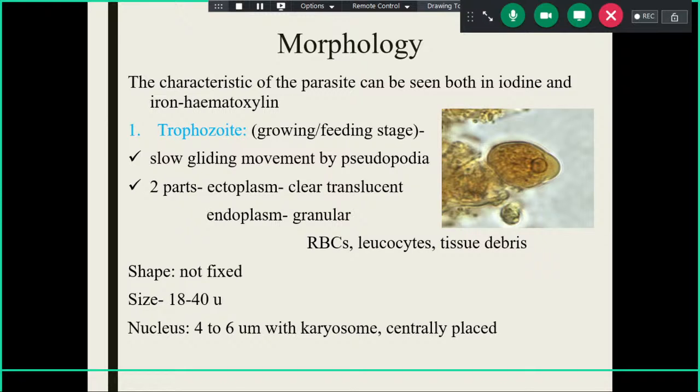Okay, the trophozoite is called the growing or feeding stage. This trophozoite shows slow gliding movement by pseudopodia. It has 2 parts, which are ectoplasm and endoplasm. Ectoplasm is the outer part, the clear translucent part, and the endoplasm is the granular part which has RBC, leukocytes, tissue debris. Okay, shape not fixed, size approximately 80 to 40 micron. Nucleus can be 4 to 6 micron with karyosome centrally placed.